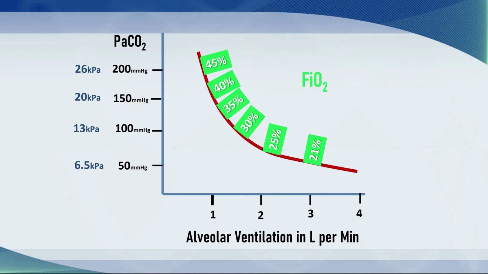Now what is a little bit scary here is that one can administer 30% oxygen to this patient and achieve a respectable saturation of 95% despite a 1.5 litre alveolar ventilation. That 1.5 litre alveolar ventilation is associated with a partial pressure of CO2 of 100 millimeters of mercury, or approximately 13 kilopascals, and that will result in a profound respiratory acidosis.